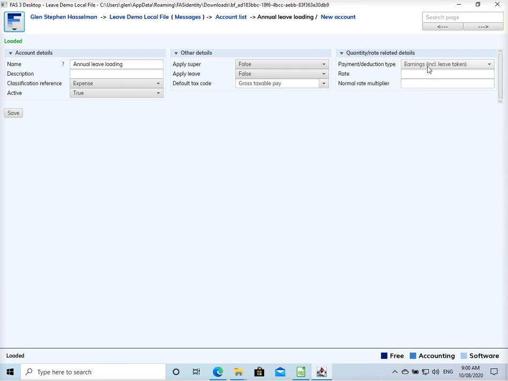Payment deduction type is earnings because we want it to appear in that section of the pay slip. Normal rate multiplier, I just leave it blank. Some people put 0.175 so that they can put in a quantity and have it calculate the annual leave loading. I actually just calculate the amount manually and put that in. I think that just comes down to personal preference there.